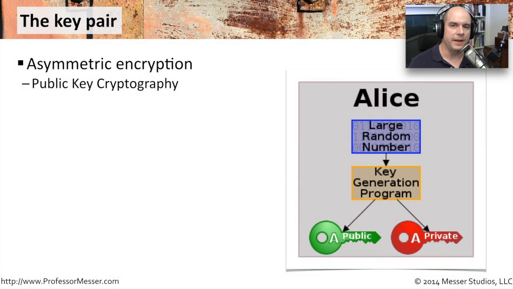Asymmetric encryption is a foundation of this public key cryptography methodology. It's one where we have a private key and a public key. And we've talked a lot about these keys, but let's look at how they're made.